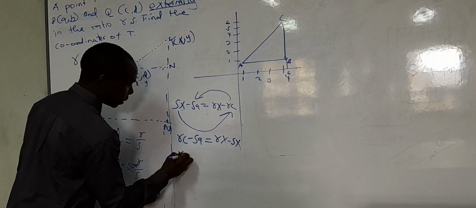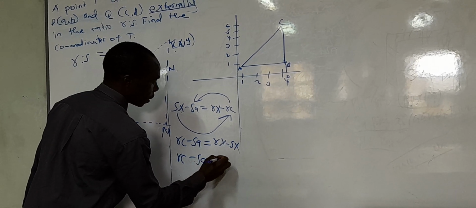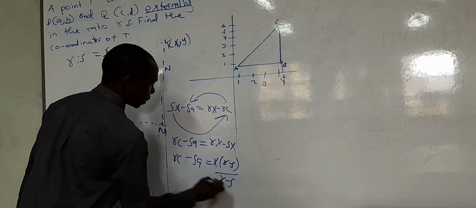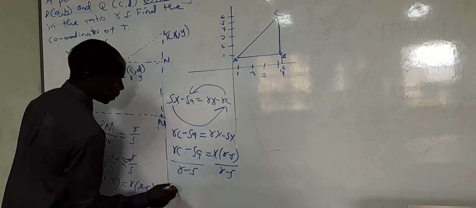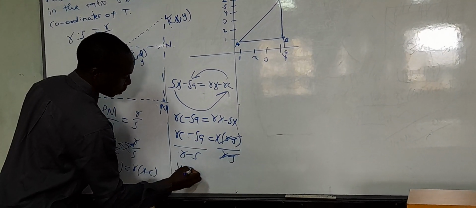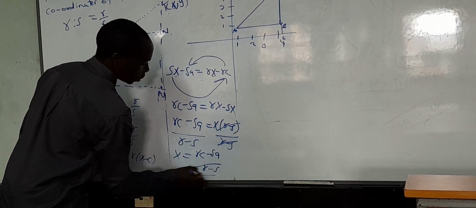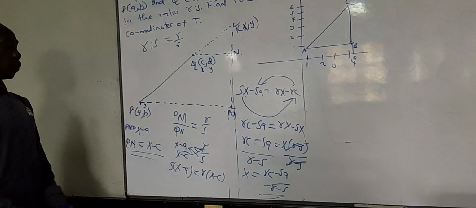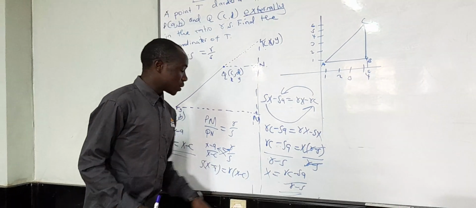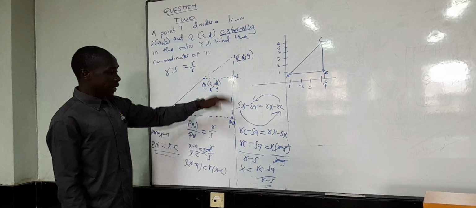So you can say that rc minus sa is equal to x into r minus s. Divide both sides by r minus s, and x will be equal to, you cancel those ones, then you remain with (rc − sa) over (r − s) as our value. So friends, that's how we do the equation. That's how we get the x coordinate of the point T that divides the line externally.